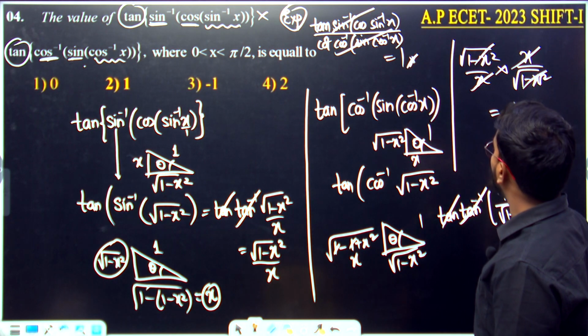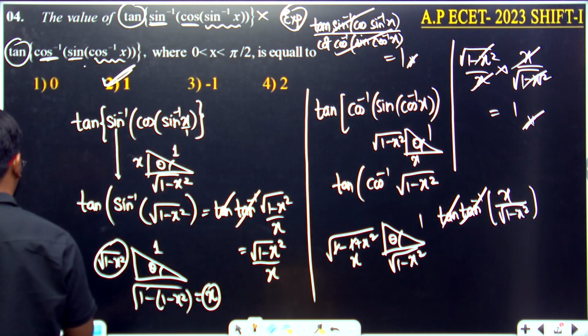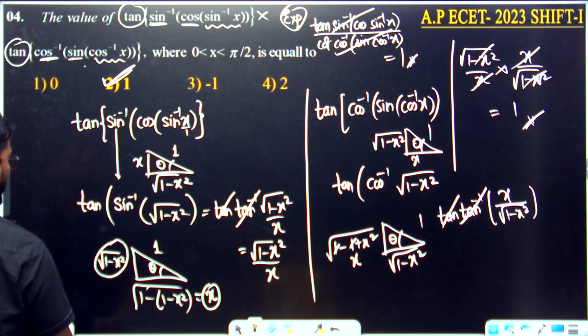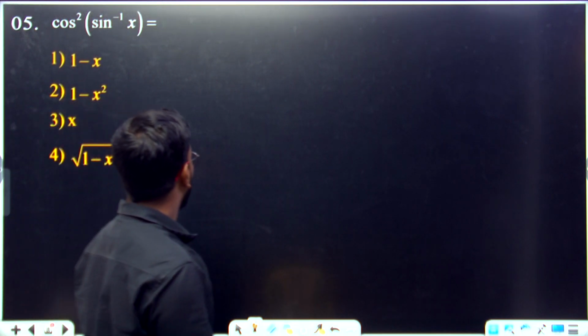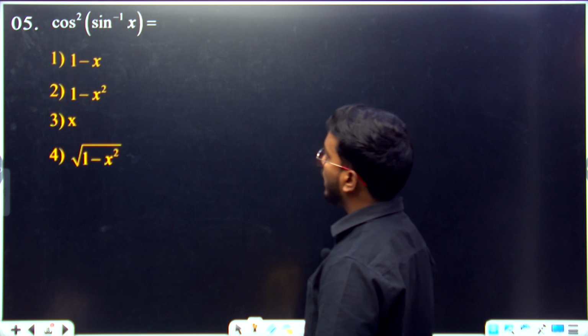Then again the answer is going to become what? 1. So the correct answer for this question is Option 2. Moving on to the next question. The next question is cos square sine inverse of x. Now we are expecting this question. Cos square sine inverse of x.